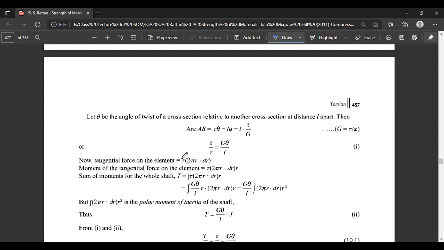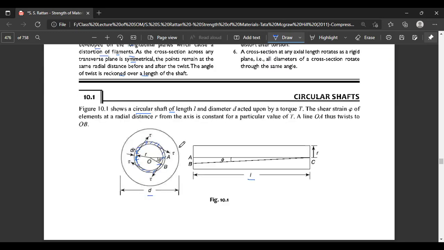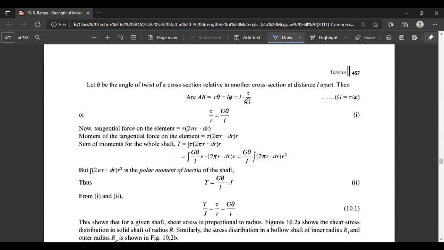Now arc AB, which is also arc theta, is equal to L into phi. Phi is equal to tau divided by G, as you know, the shear strain is equal to shear stress divided by the modulus of rigidity. So tau divided by R equals G into theta by L.